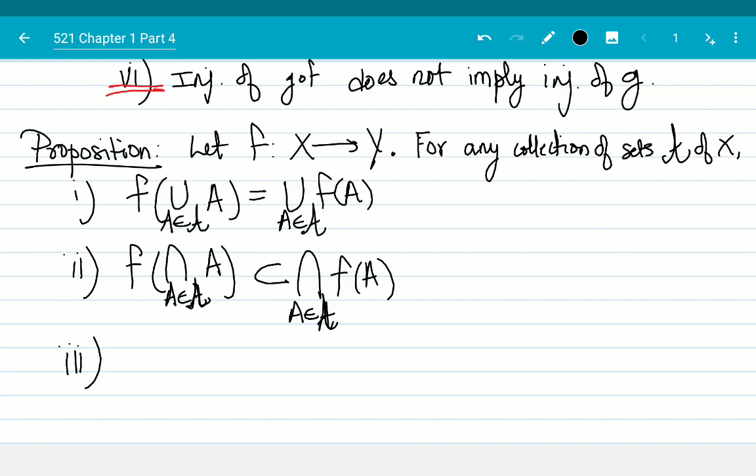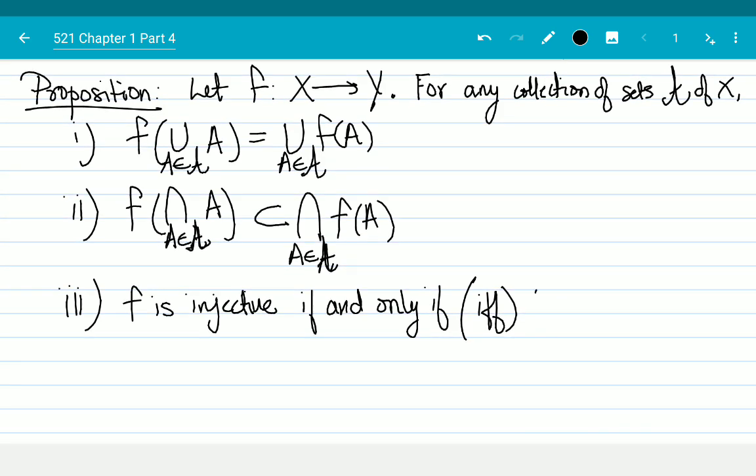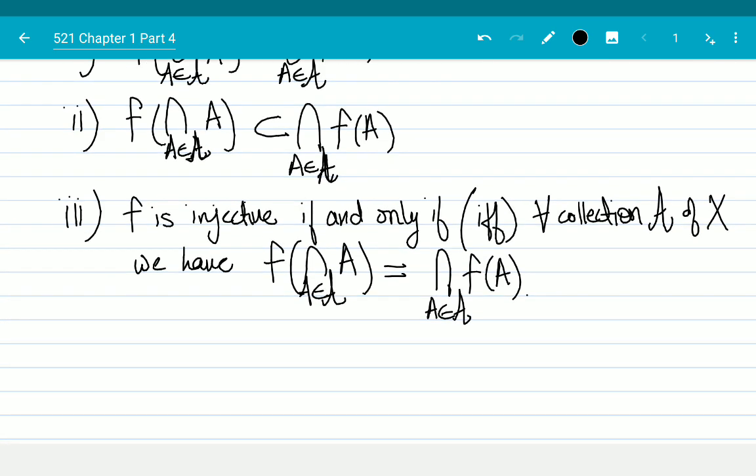Only one-sided inclusion is true. Generally, there are very specific cases when it is true, and that is: F is injective if and only if, which from here onwards I'll be denoting IFF, for every collection 𝒜 of subsets of X we have F of the intersection over A in 𝒜 of A is equal to the intersection over A in 𝒜 of F of A. So clearly if they're injective functions, it works. Otherwise, it does not work.